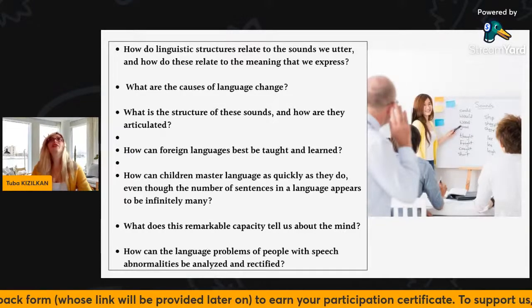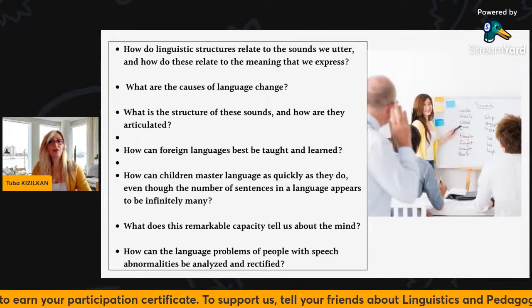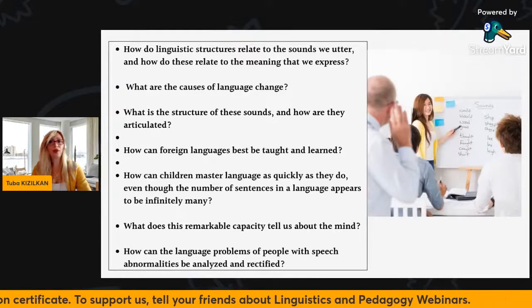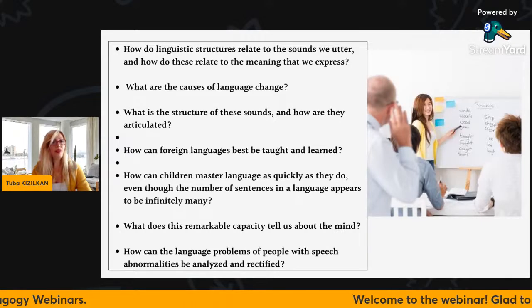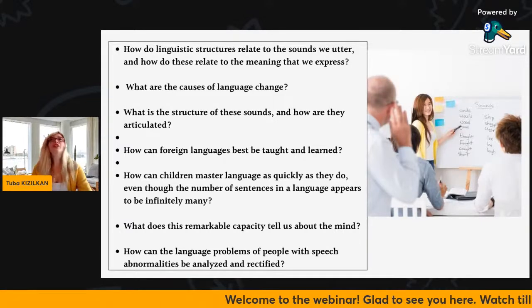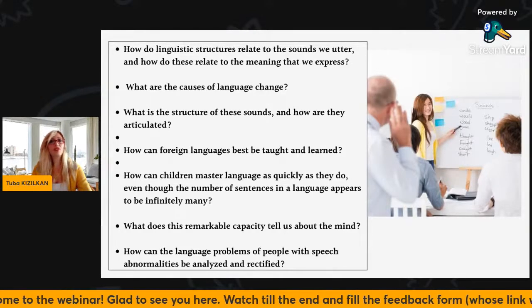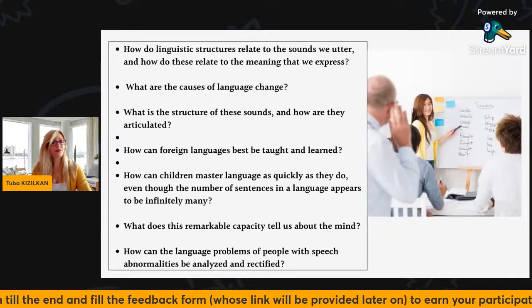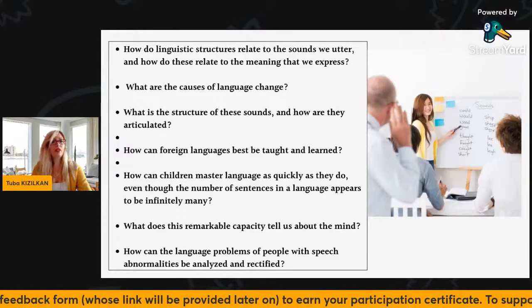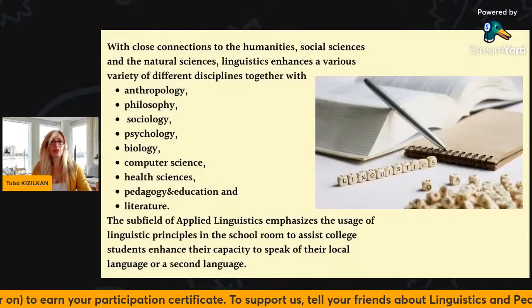Of course, neurolinguistics, the neurobiology of learning, is very important, as learning happens in the brain. And how can the language problems of people with speech abnormalities be analyzed and rectified? So you can add tens and even hundreds of questions to these questions, because there are so many subfields of linguistics, which I will be mentioning very soon. So there can be hundreds of more questions related to the subfields of linguistics.